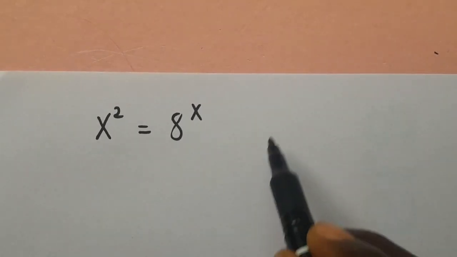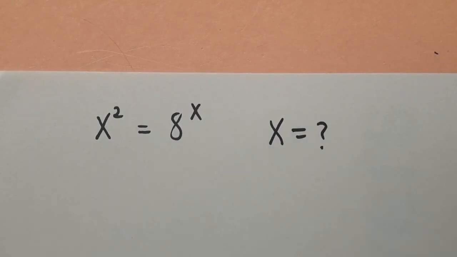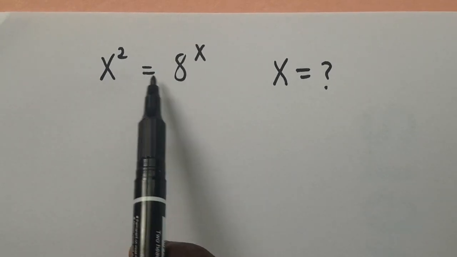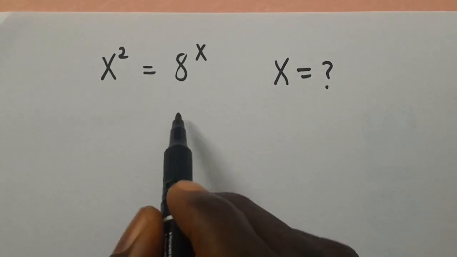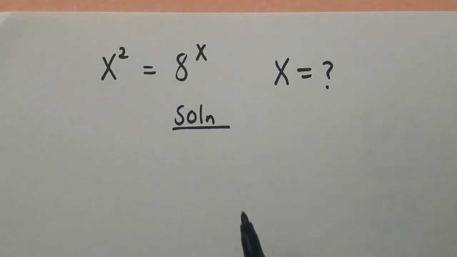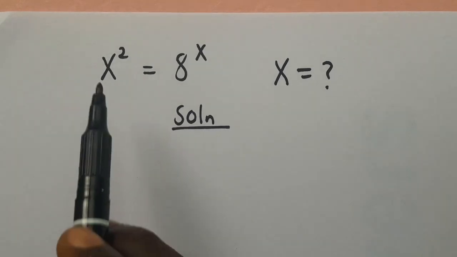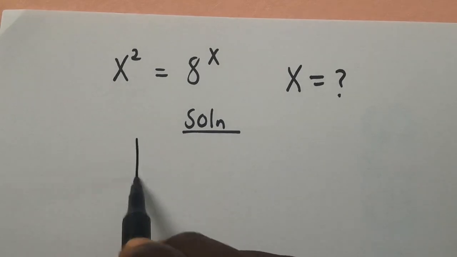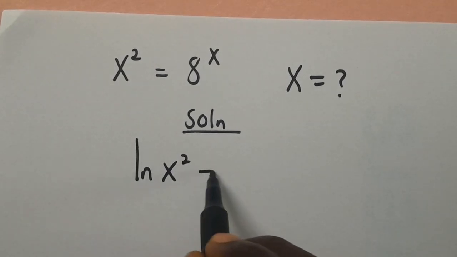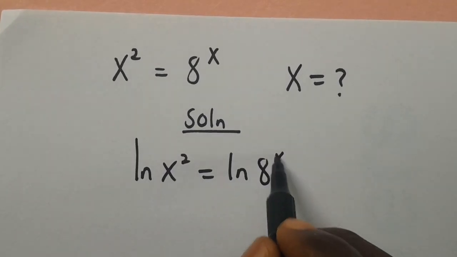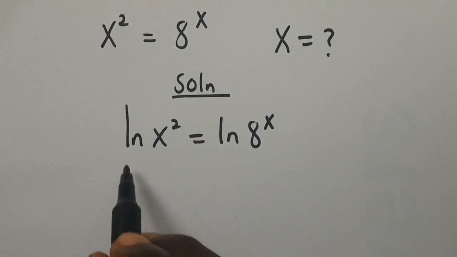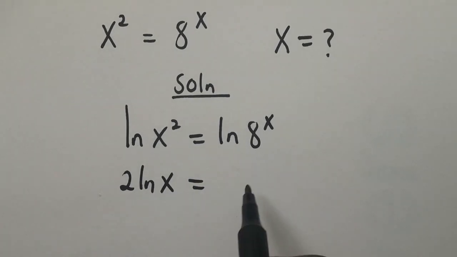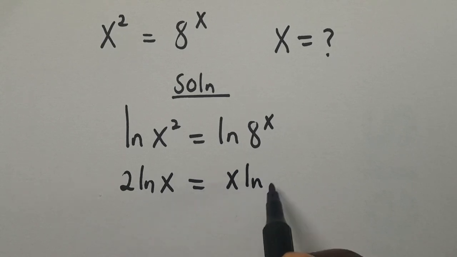Today we want to find the value of x, given that we have x to the power of 2 equals 8 to the power of x. Now from here, let us introduce natural log, ln, to both sides. We have ln of x to the power of 2 equals ln of 8 to the power of x. So from here, this will come down to the base here: 2 ln of x equals, this will also come down, x ln of 8.